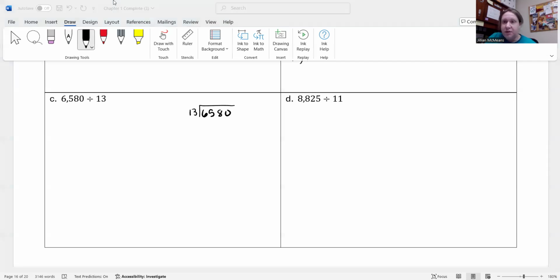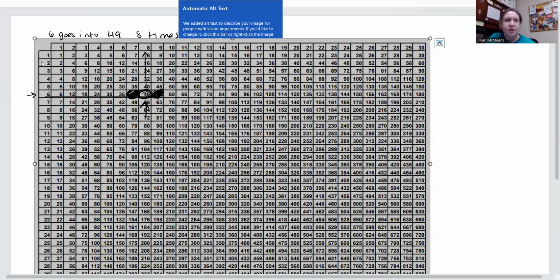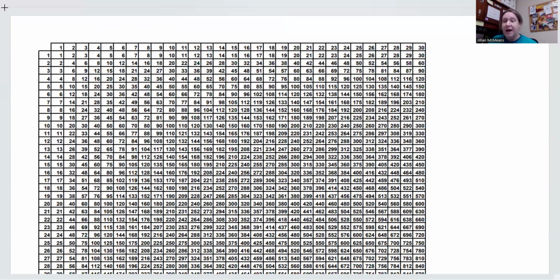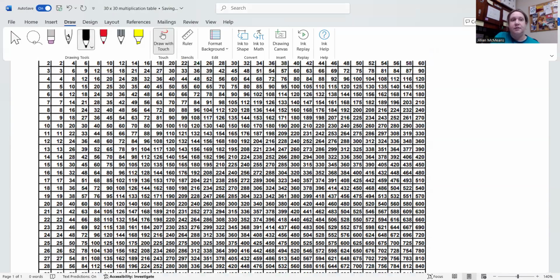So if you know what these are, you don't have to use the multiplication table, but I want to make sure you know how to use the multiplication table if you need it. So let's erase some of this mess that we have here from the previous example. Okay, so we had 65. We want to divide it by 13, so we want to go down to the 13.